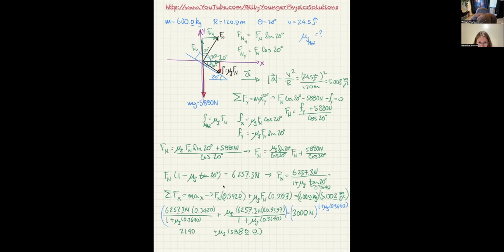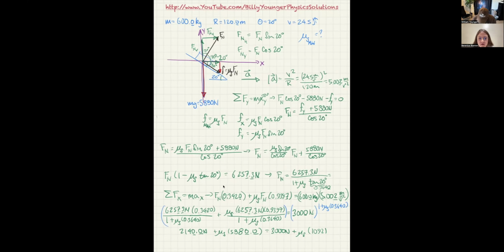The only thing that I have a question about is where you got the 600 and then the 5.002. Where is that acceleration in the x direction coming from again? That's what I did when I calculated v squared over r. Oh, there. Okay, yes, I see it. That makes sense.